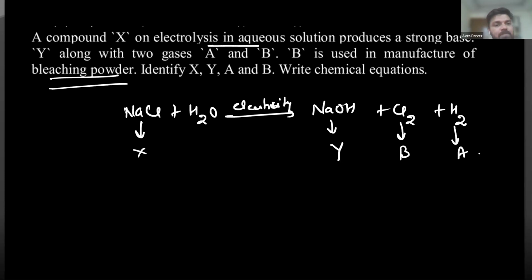You understood? Yes, sir. Otherwise, some students may write the other gas as B. So keep in mind that A is hydrogen gas, because hydrogen is not used in bleaching powder. B is used in bleaching powder, and it is chlorine gas. Got it? Understood? Yes, sir.